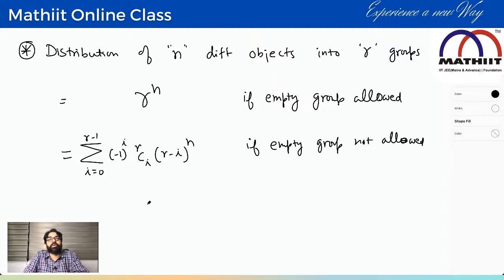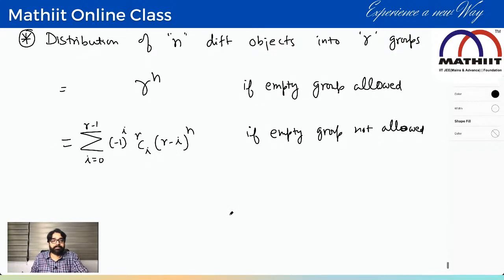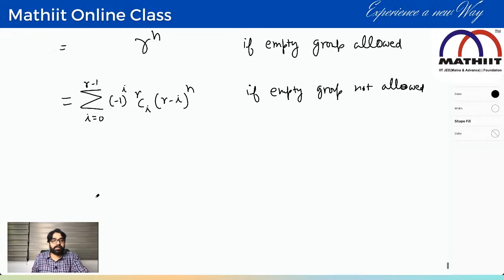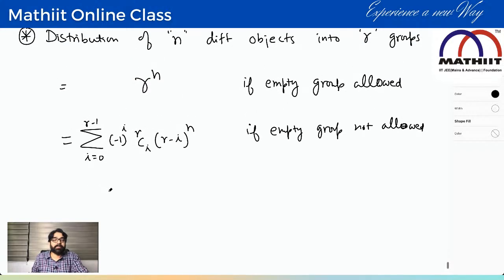Sigma I equal to 0 to R minus 1, where R is the number of groups, (minus 1) power I into RCI into (R minus I) raised to power N. Have you noted? Correct? How is this formula coming? Without the formula, how will we do it? We'll do it in the example. Don't worry.